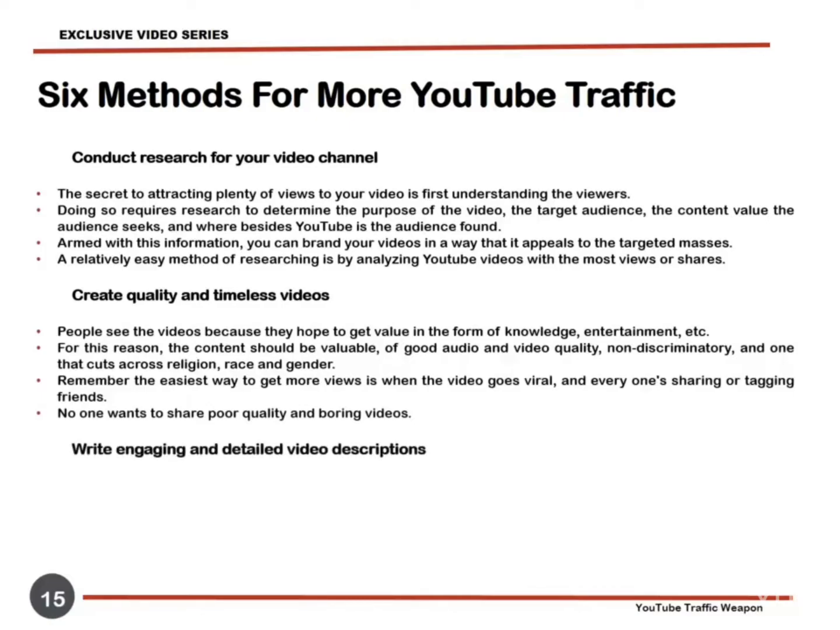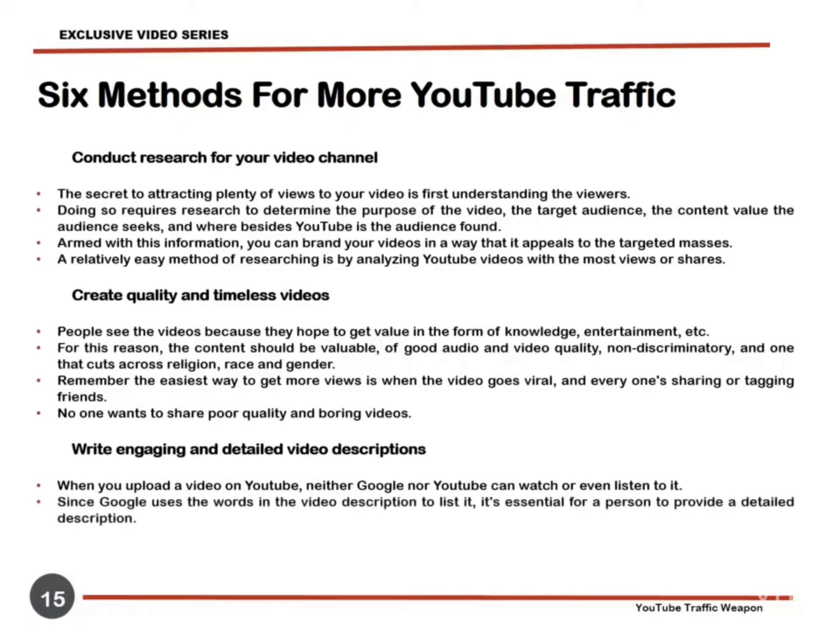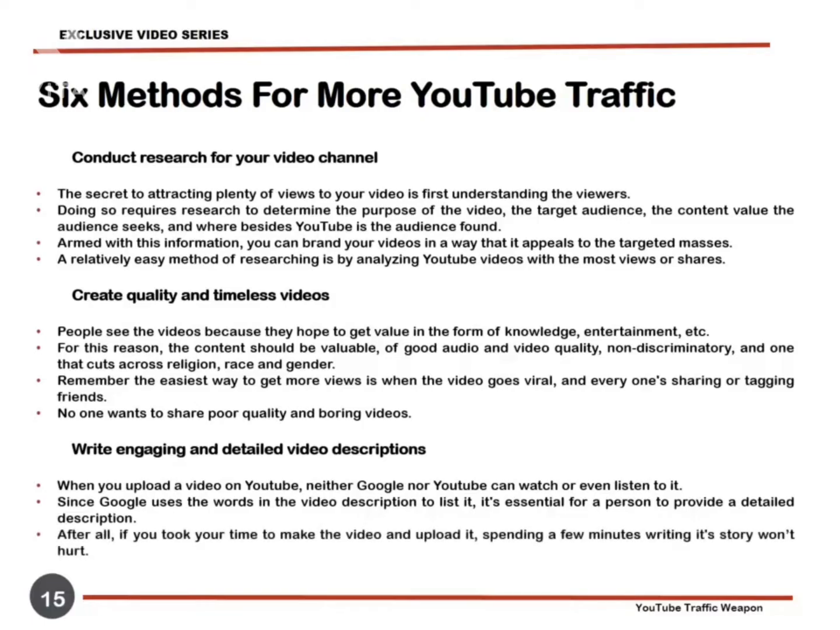Write engaging and detailed video descriptions. When you upload a video on YouTube, neither Google nor YouTube can watch or even listen to it. Instead, they rely on the text a person used to describe the video to understand and even rank the video. Since Google uses the words in the video description to list it, it is only prudent for a person to provide a detailed description. After all, if you took your time to make the video and upload it, spending a few minutes writing its story won't hurt. Besides, with a better ranking, you get more views.